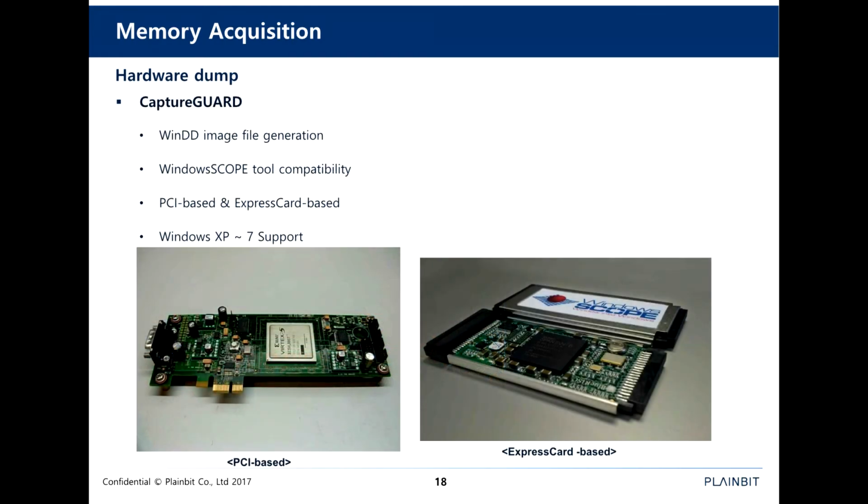Next is the latest Capture Guard device. Like Tribble, the device is divided into PCI-based devices and Express Card-based devices. PCI-based equipment must be pre-fitted like Tribble. However, Express Card-based devices do not have to be pre-installed. However, there is a disadvantage that an Express Card must be supported in the memory data collection target.